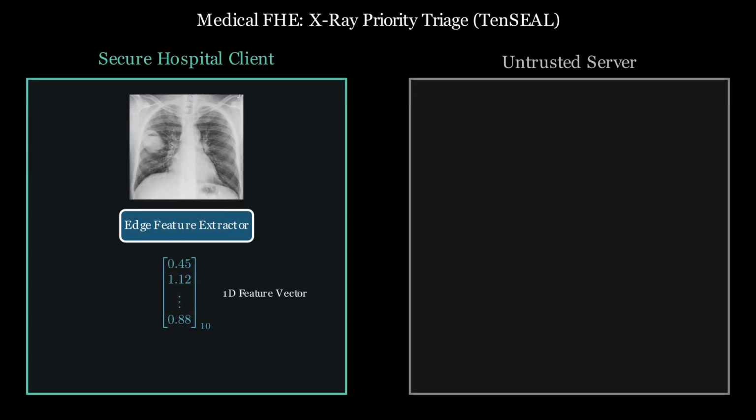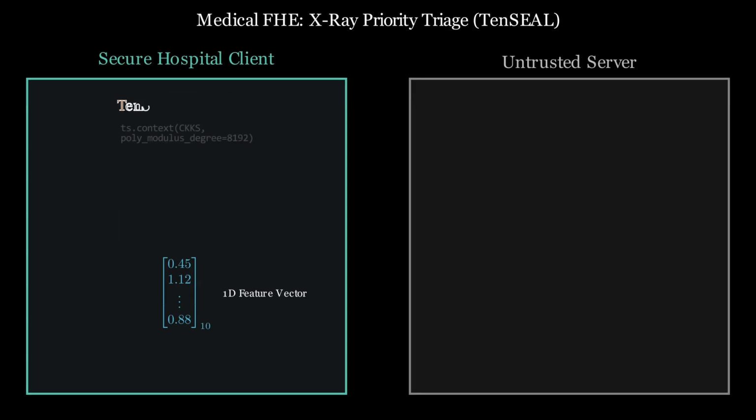Watch as the raw X-ray is passed through this local extractor. Instead of outputting a full image, the algorithm distills the complex biological structures into a highly compact, 10-dimensional plaintext feature vector. This 1D array captures critical diagnostic indicators, such as global brightness, localized contrast, and structural edge energy. By reducing a massive image matrix down to just 10 essential floating point numbers, we drastically reduce the computational payload. This edge preprocessing step is the crucial optimization that makes the subsequent homomorphic encryption not just mathematically possible, but practically highly efficient for real-time medical triage.